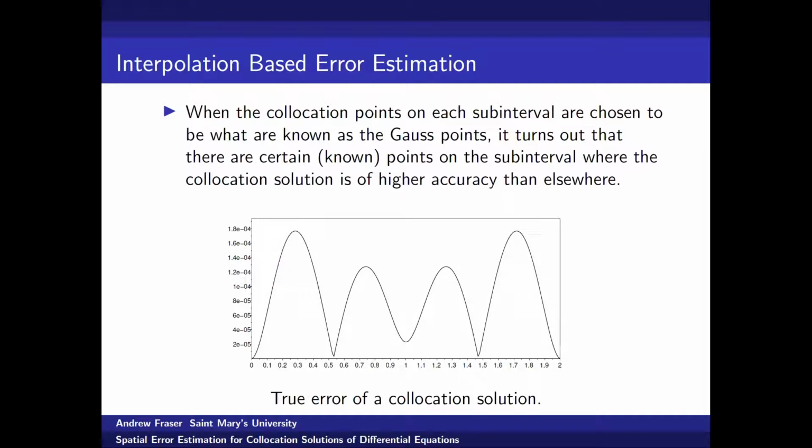How this happens is when the collocation points on each subinterval are chosen to be what are known as the Gauss points, it turns out that there are certain known points on the subinterval where the collocation solution is of higher accuracy than elsewhere. Here we see the true error of a collocation solution with one subinterval and degree 4 plotted here. We see those dips in the error at the ends of the interval, and then also we have these 3 dips within the subinterval that are of known points. And these points are also known for any degree of collocation solution.